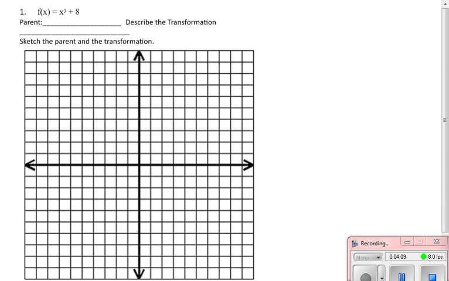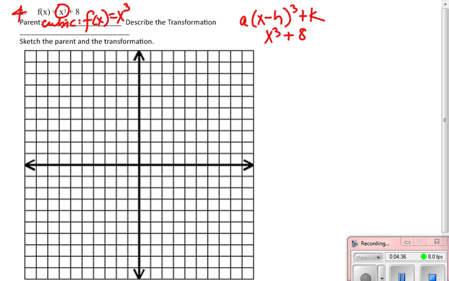My fourth example is x cubed plus 8. Here's my defining feature, and so this is a cubic, where I have f of x is equal to x cubed. Describe the transformation. Think about your notes. A times the quantity x minus h cubed plus k. How does this match? This is going up 8 units.